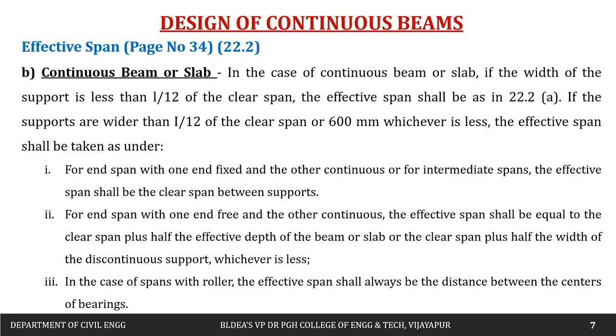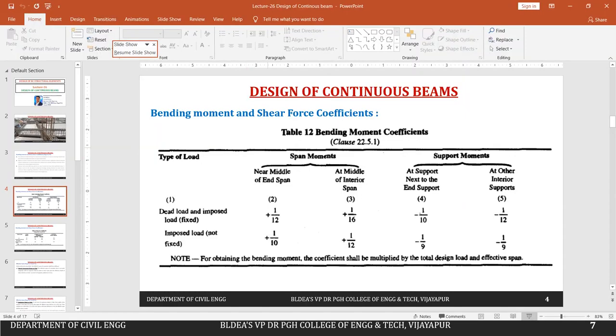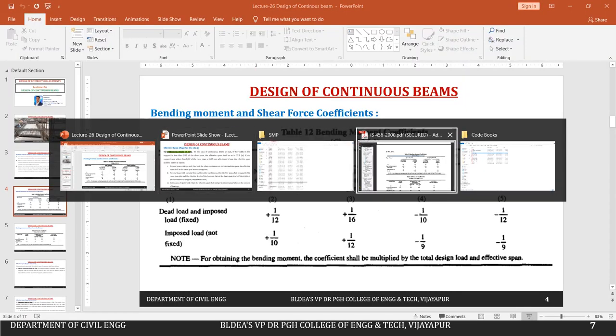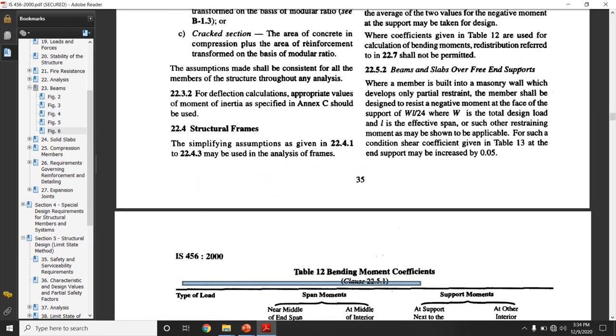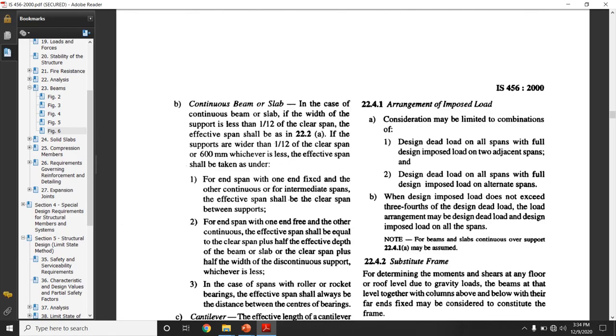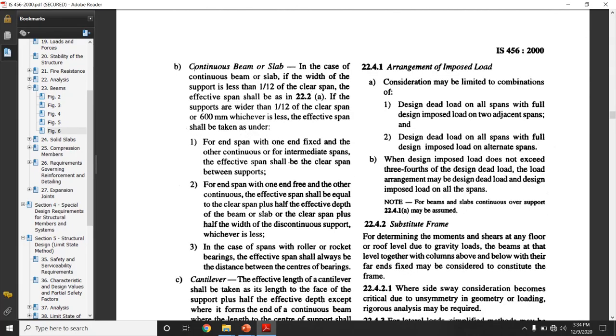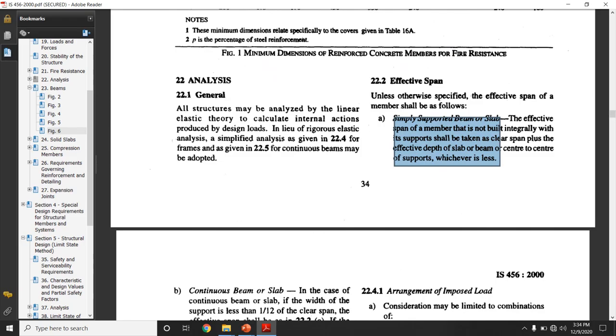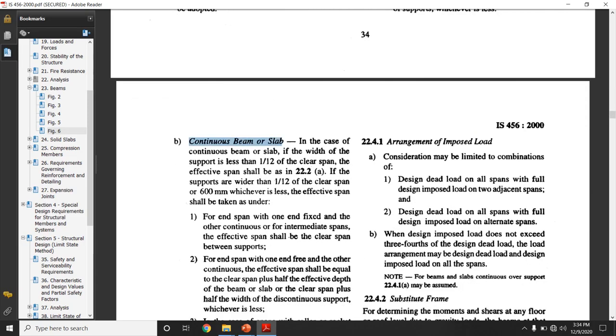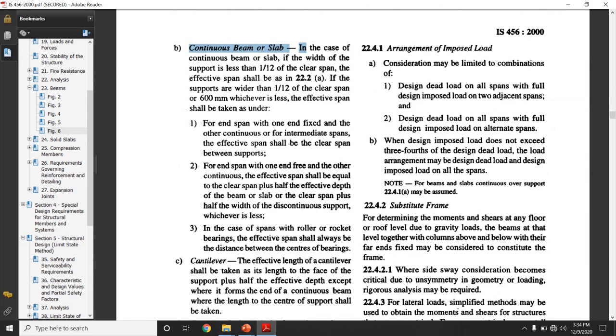Next we are going to have the continuous beam or a slab. For a continuous beam or a slab, you can refer to the code book, they have given the same thing. Let me show you once, page numbers 34 and 35. Here you can see for simply supported beam they have given the effective span, and for continuous beam or slab here they have given.